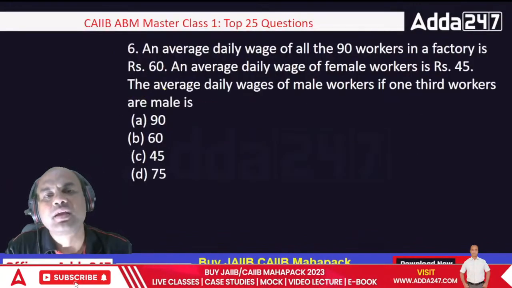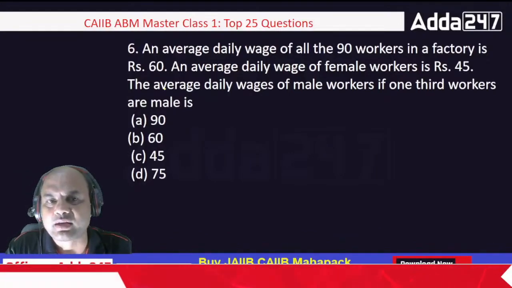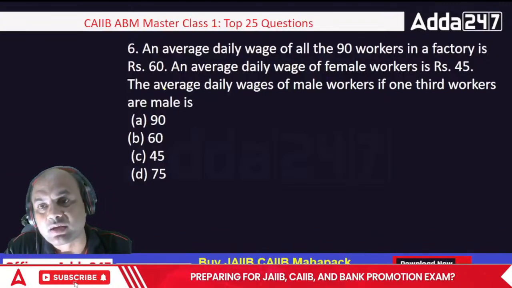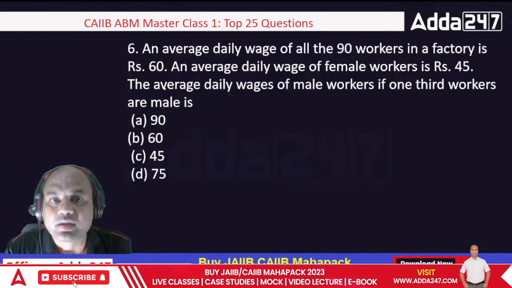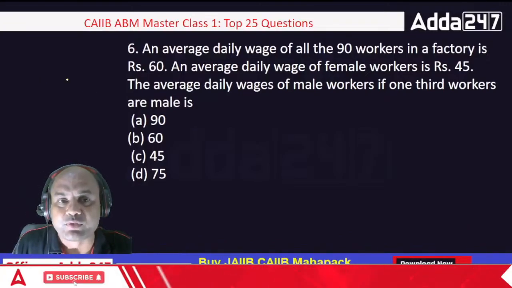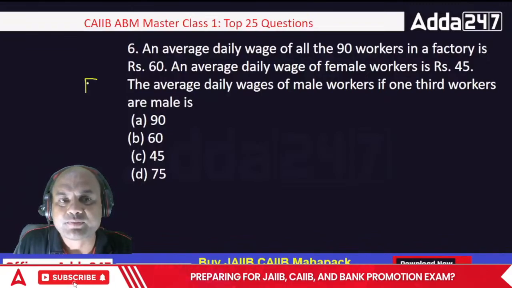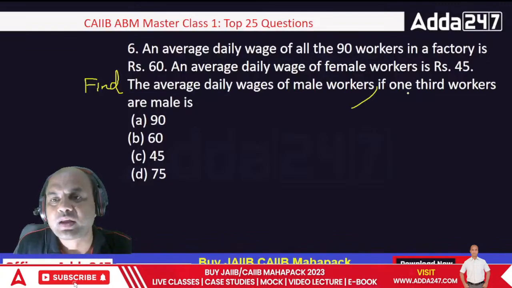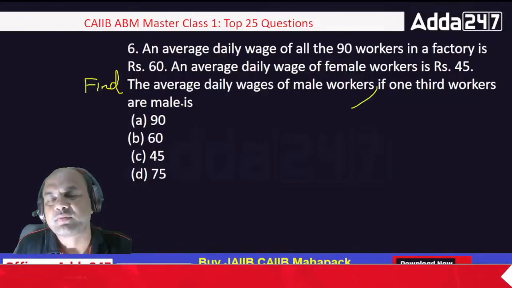Next one. The average daily wage of 90 workers in a factory is 60. The average daily wage of a female worker is 45. We have to find the daily wages of the male workers, if 1/3 of the workers are male.